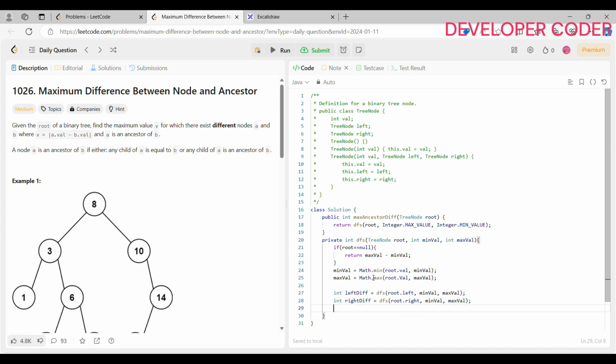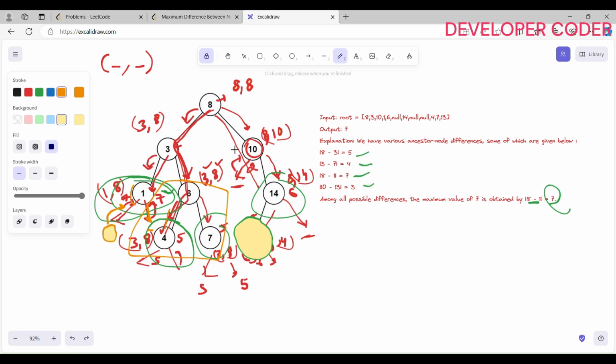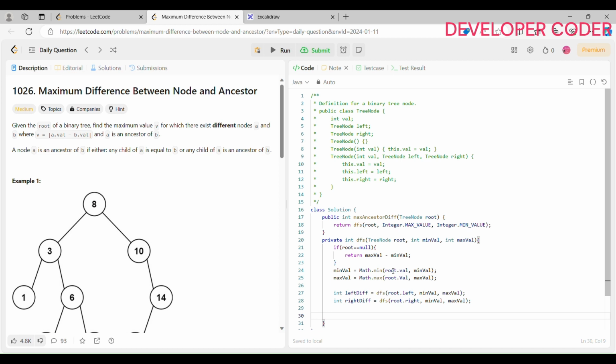Okay, so I hope you guys are clear till now. And in the end, I'm comparing what values I'm going to get. When I go to this left, I get two values: 6 minus 4 is 2, and 6 minus 7 is equal to 1. Which value is greater? This 2 is greater, so I'm going to return the maximum difference only.